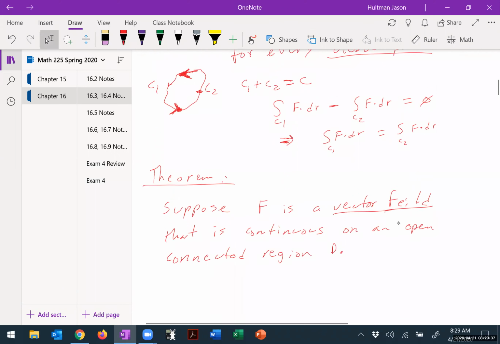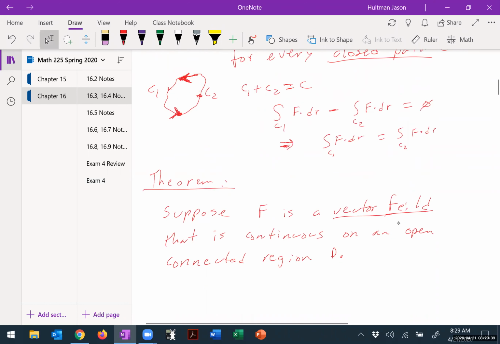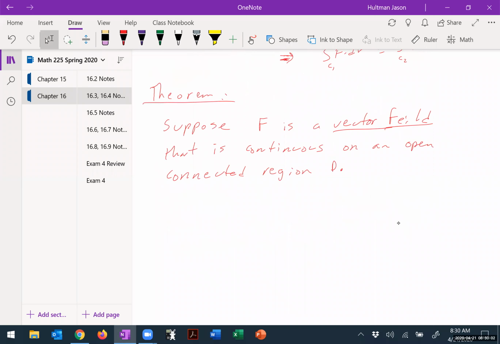We didn't really talk much about D in the last one. We will get to that. D is the enclosed area around the line integral. So think about the line integral, it's being closed, right? And so D is what is being enclosed. It's kind of like if you had a racetrack around a lake, the D would be the lake. So suppose F is a vector field that is continuous on an open connected region D.